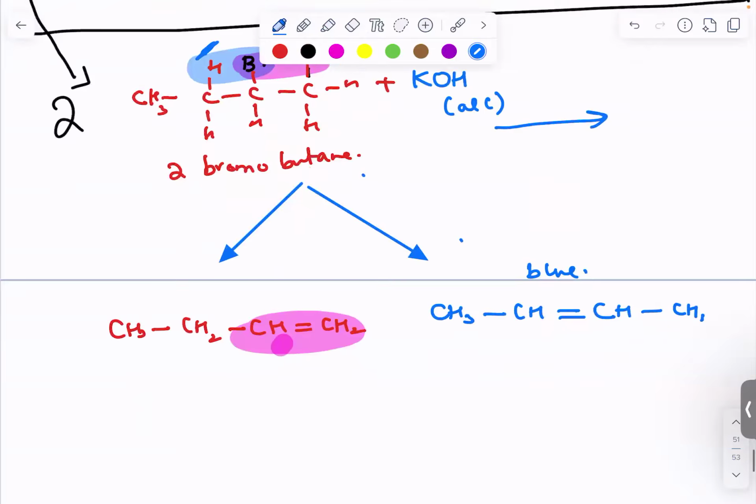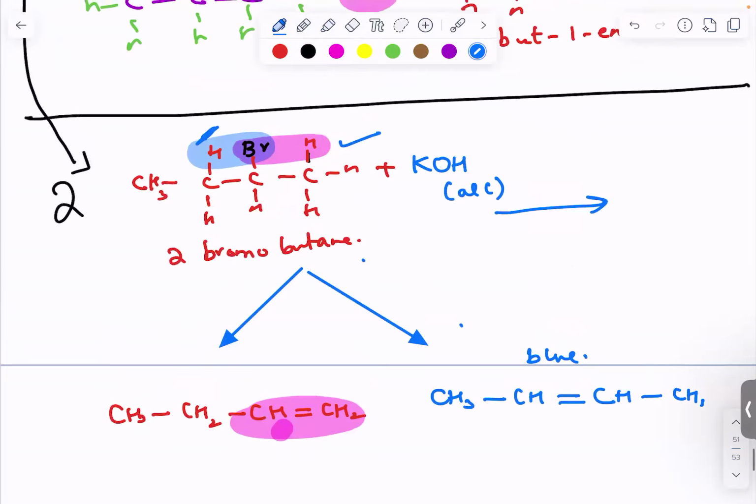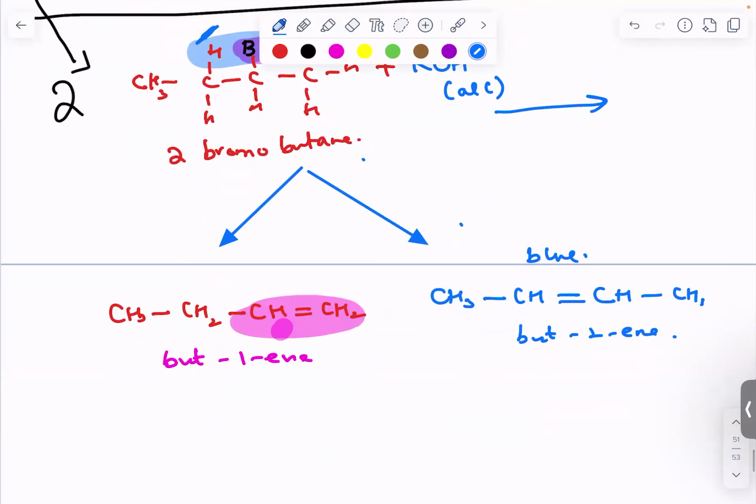So what is this, beta? Are you getting it? How did I do that? Yes. So this is but-1-ene, and this is but-2-ene. Now the surprising thing is, this would be a minor product and this would be a major product. Why is this so?